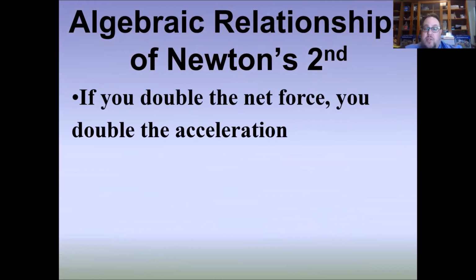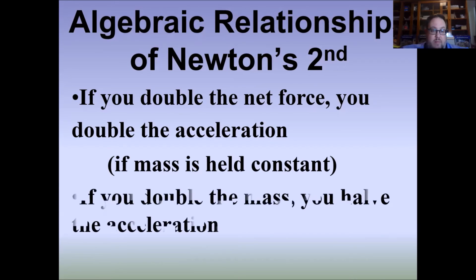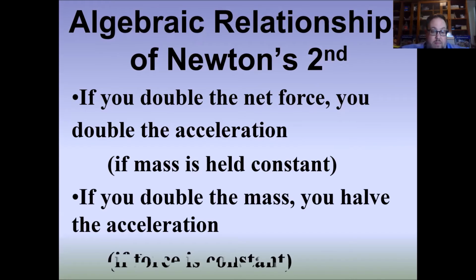So if you double the net force, you double the acceleration. F equals ma. Now, so long as mass is the same, right? We were going to assume mass was constant. So if you have an object and you double its mass, you end up cutting the acceleration in half, or dividing it by a factor of 2. And again, this is if your force is constant.